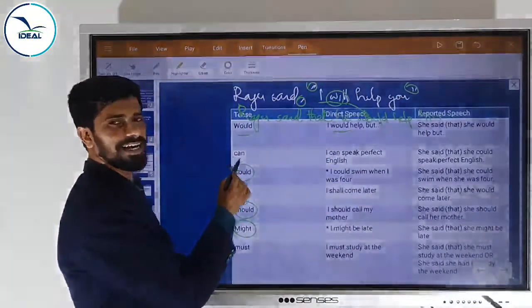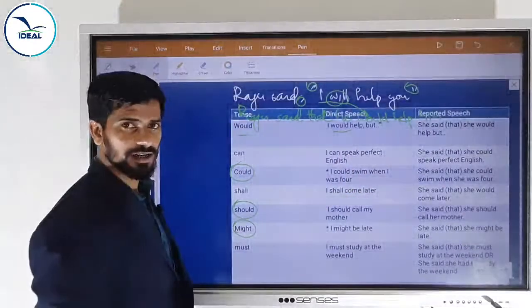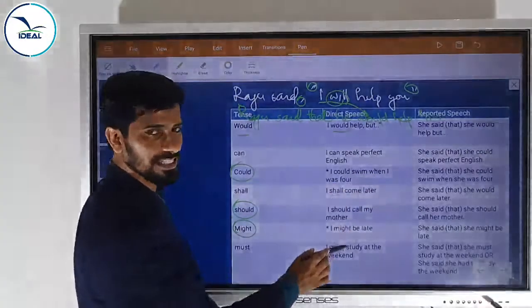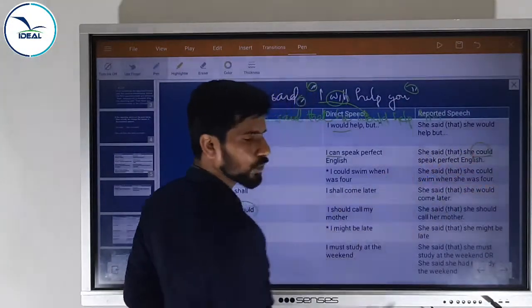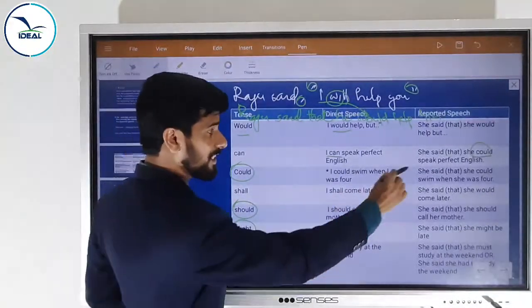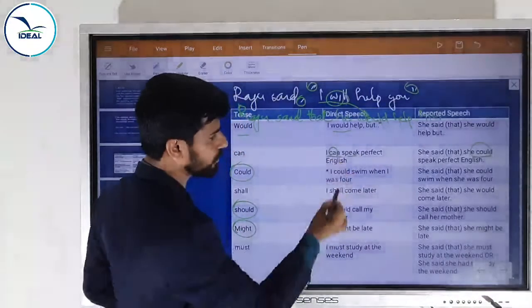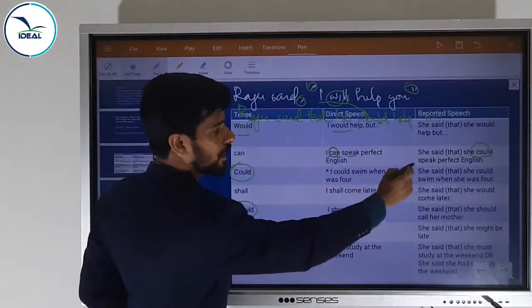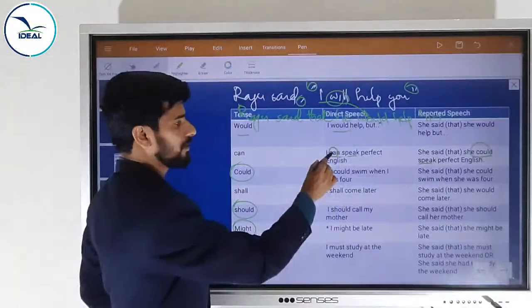So you can see, if it is can, you can convert it to could. For example, I can speak perfect English. She said that she could speak perfect English. So instead of can, we convert it to could. Understood? So the change is here in can to could. There is no change in speak, because you change it in the modal auxiliary, and after can and could, the verb remains the same, right? You change only this word.